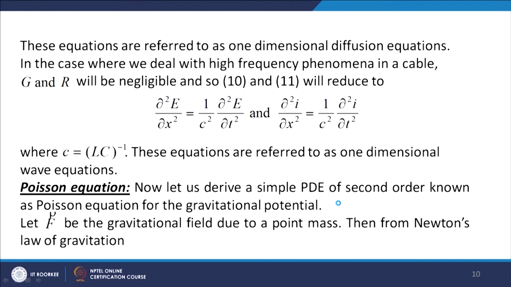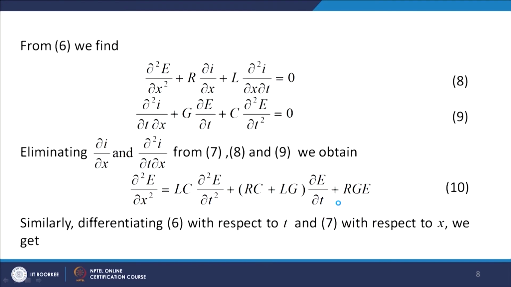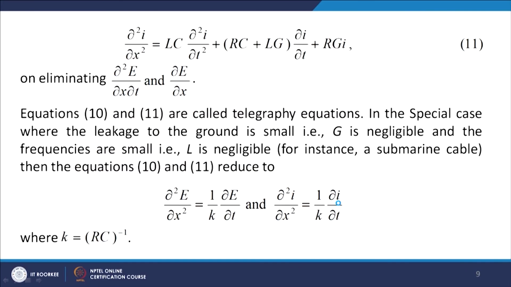Now, in the case where we deal with high frequency phenomena, for example, in the case of a radio cable, G and R will be negligible, so taking G and R to be 0 in these equations. If you take G equal to 0, R equal to 0, this term will vanish, this term will vanish, and we will get Exx equal to Lc into Ett. And in here, G and R equal to 0, so again this term vanishes, this term vanishes, and we will get Ixx equal to Lc into Itt.